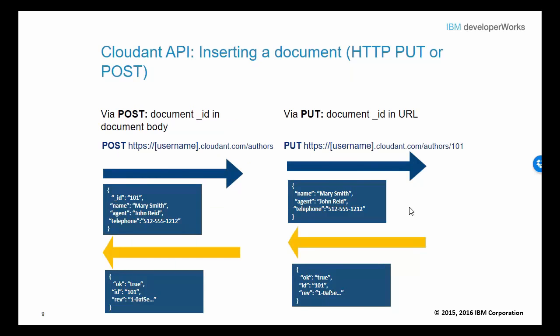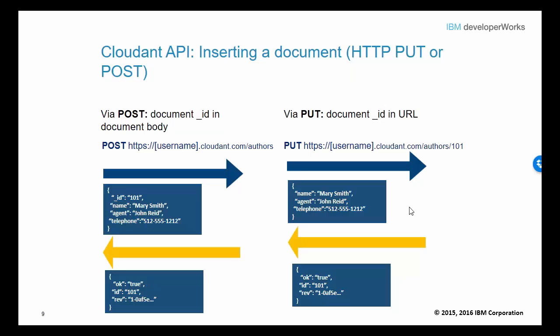Now let's look at inserting a document. There are 2 ways to do this. You can do this via a post operation or via put operation. The key difference between these 2 approaches is that when using post, you need to put the document ID in the document body, whereas with put, the document ID must be in the URL.